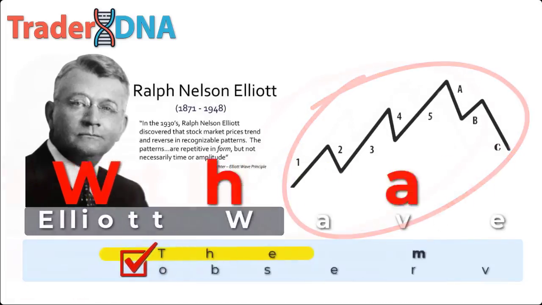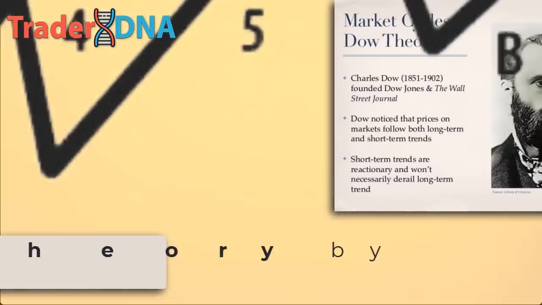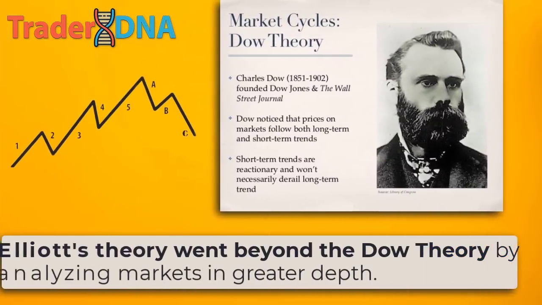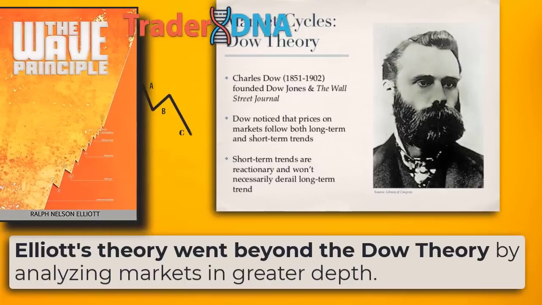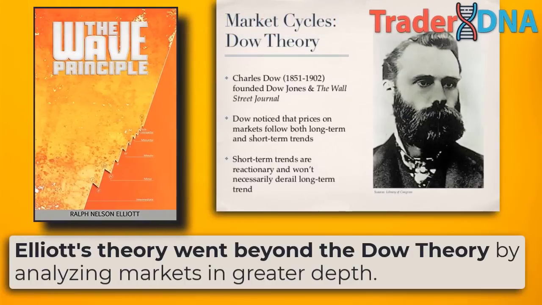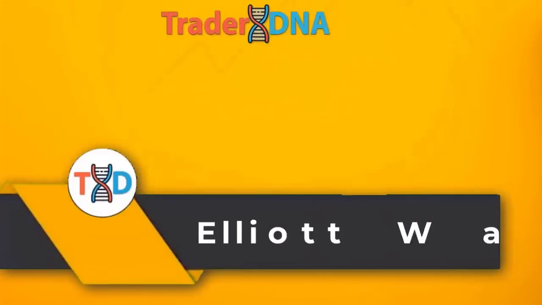Elliott's theory went beyond the Dow theory by analyzing markets in greater depth, identifying specific characteristics of wave patterns, and making detailed market predictions based on these patterns. He discovered the fractal nature of market action, which he outlined in his book The Wave Principle, published in 1938. This theory provided a more comprehensive explanation of price movements in terms of waves, thus helping investors better understand and forecast market behavior.